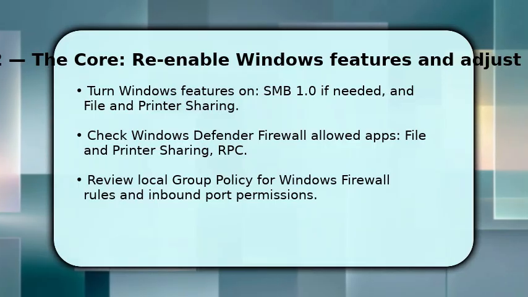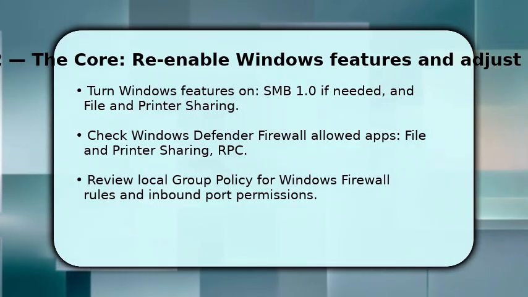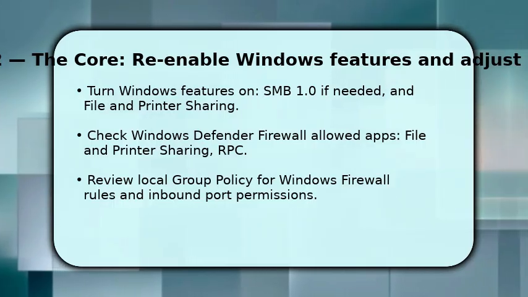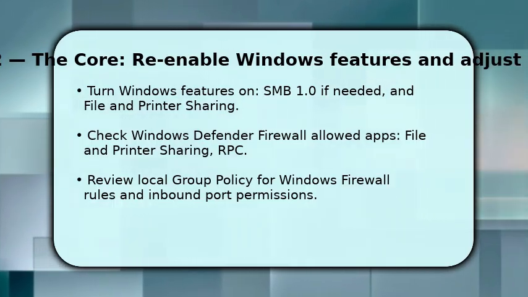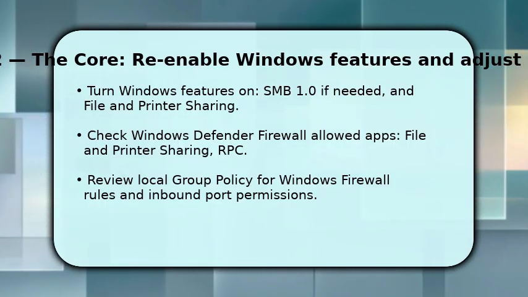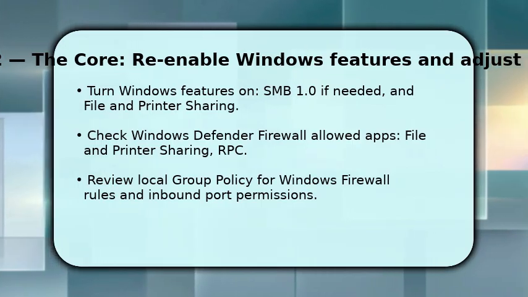Enable required Windows components and open ports. Go to Windows Features and enable file and printer sharing. If legacy devices need it, enable SMB1.0 cautiously. Then open Windows Defender Firewall Advanced Settings and allow file and printer sharing and RPC inbound rules.